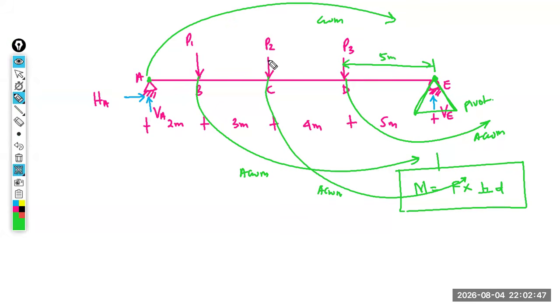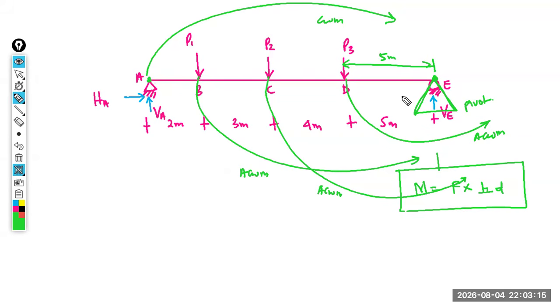If I look at the P2, I must calculate from P2 all the way to the pivot again. So that will be 4 plus 5. That will be 9 meters. If I look at P1, I calculate from P1 all the way to the pivot again, and I get 3 plus 4 plus 5, making 12 meters. And then VA, I calculate from the VA all the way to this place, right?